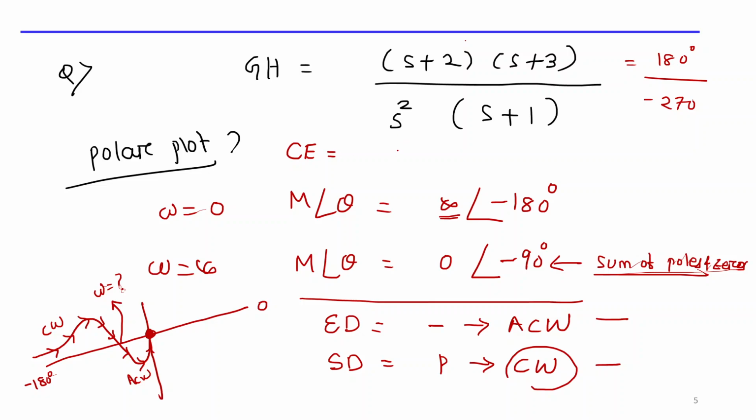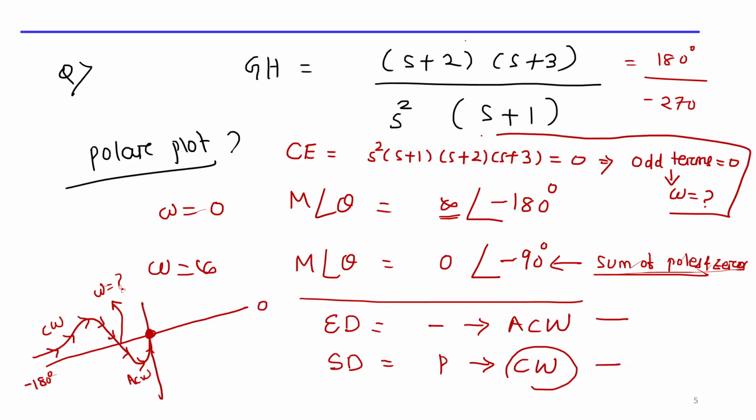So what you do, all the terms you multiply. Simple concept. All the terms you multiply: s squared into s plus 1 into s plus 2 into s plus 3, all the terms you multiply equal to 0, and after multiplication, make the odd terms 0. From that, you will get the omega value. This part I am just adding for your reference.